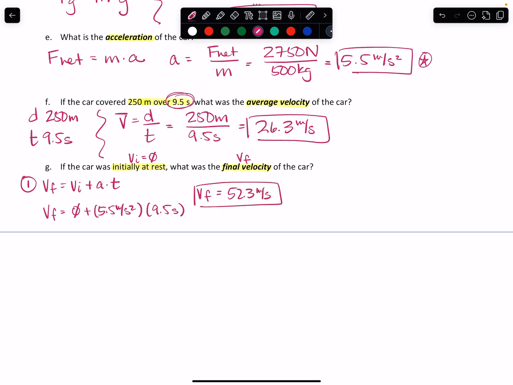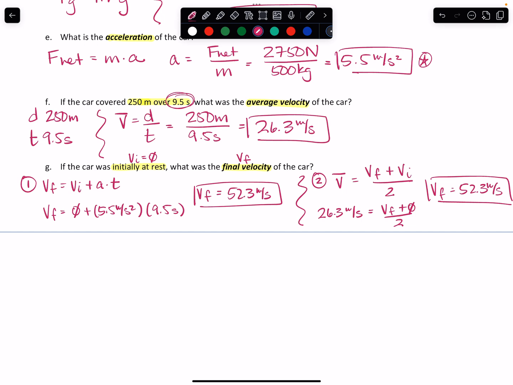That is one way to do it. The other way is to use my average velocity formula. I know that's final velocity plus initial divided by 2. So if I plug in 26.3 meters per second, then I'll have V final plus 0 divided by 2. I'm going to multiply both sides by 2, which gives me a final velocity of 52.3 meters per second. So you can see it's a different method, but we get the exact same answer.